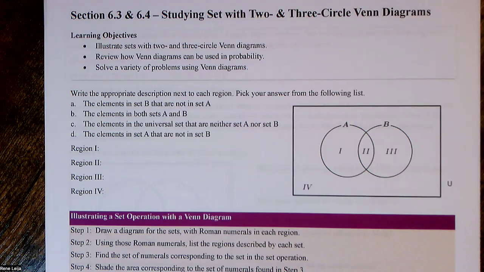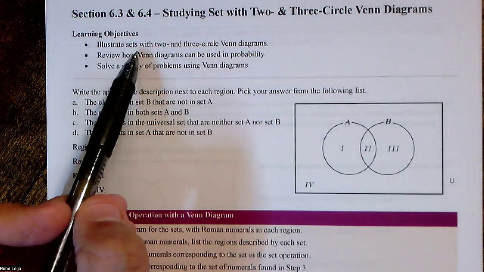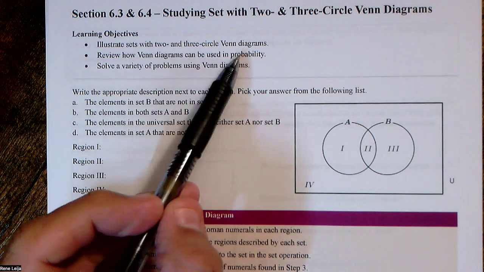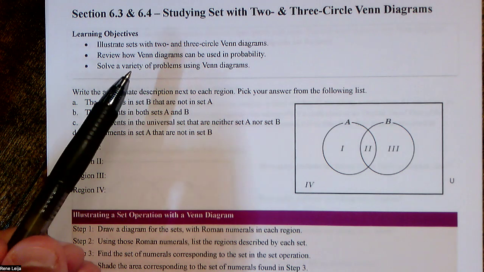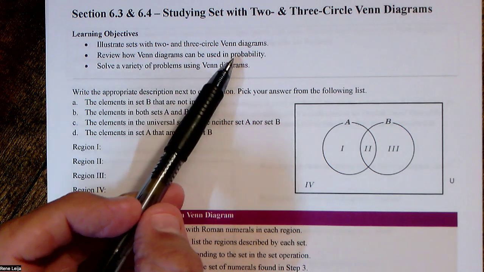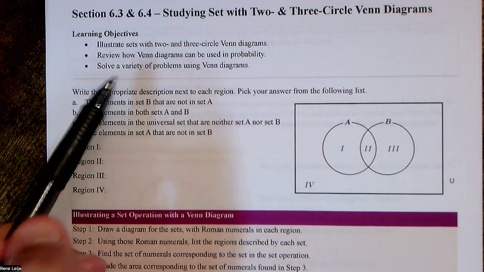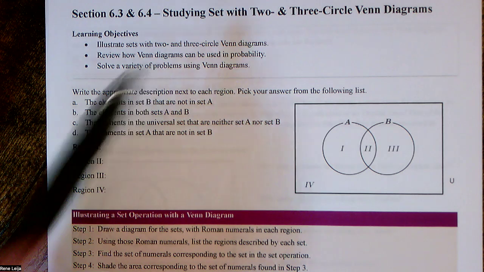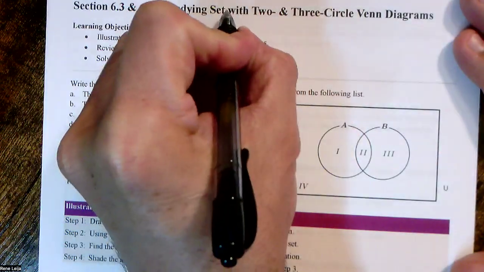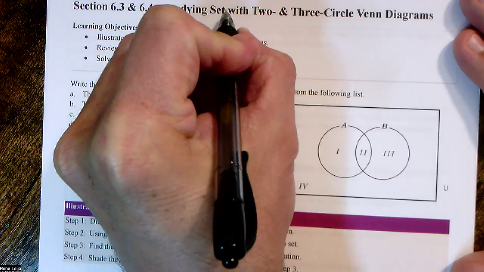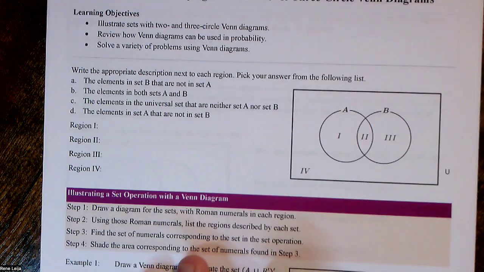All right, so our learning objectives are we're going to illustrate sets with 2 and 3 circle Venn diagrams. We're going to review how Venn diagrams can be used in probability. Now, even though we have not touched on probability, it's very simple. Okay, solve a variety of problems using Venn diagrams. And this should say studying sets, so you should put an S there. That was a typo. Studying sets with 2 and 3 circle Venn diagrams.